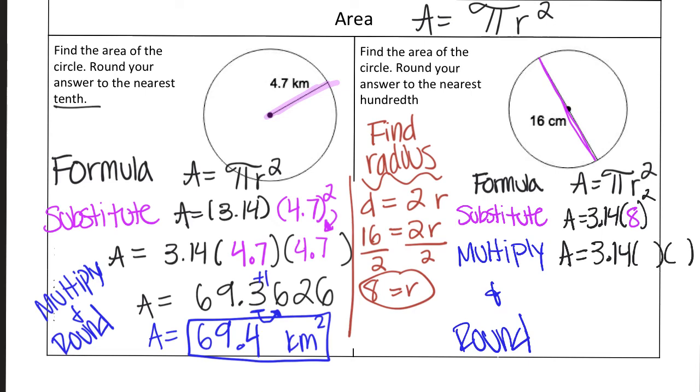Remember that squaring a number means to multiply it by itself. So this is 8 times 8. It's not 8 times 2, it's 8 times itself. So 8 times 8. And I just put that in my calculator. 3.14 times 8 times 8. And you get area equals 200.96. My instructions say to round to the nearest hundredth. Well, here's my hundredths place, so it's already done for me. And this would be square centimeters.